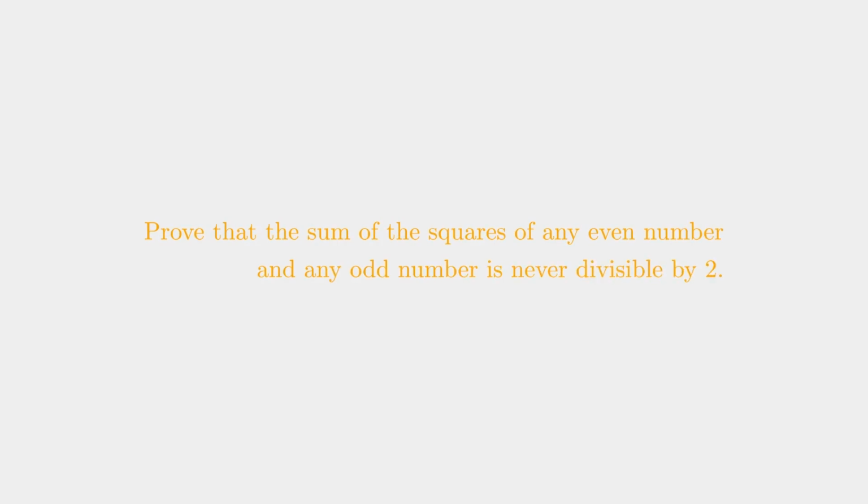Welcome to this problem on direct proof, a key skill in math. We need to prove that the sum of the squares of any even number and any odd number is never divisible by 2. First, let's define our terms.